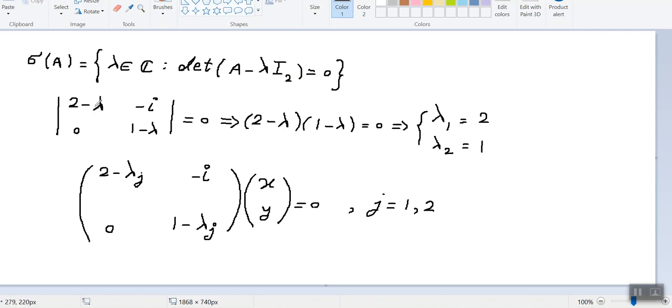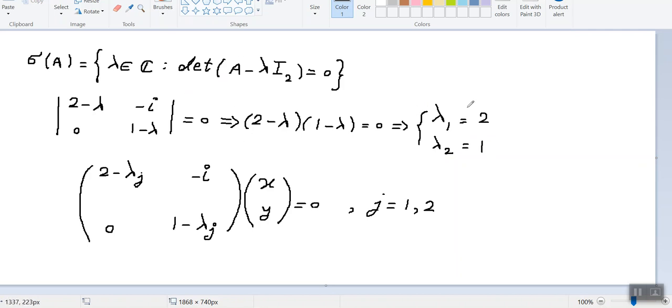So you can see here A minus lambda I2 is this, right? 2 minus lambda, minus i, 0, 1 minus lambda, and the determinant of this equals 0. It means this is our characteristic equation. So you will find two roots, lambda 1 and lambda 2. Lambda 1 equals 2, lambda 2 equals 1. Okay, so we have two eigenvalues. It means the spectrum contains these two elements, 2 and 1 here.